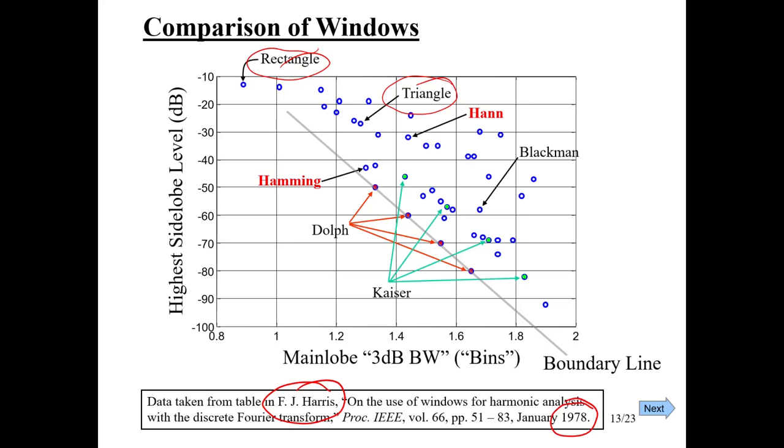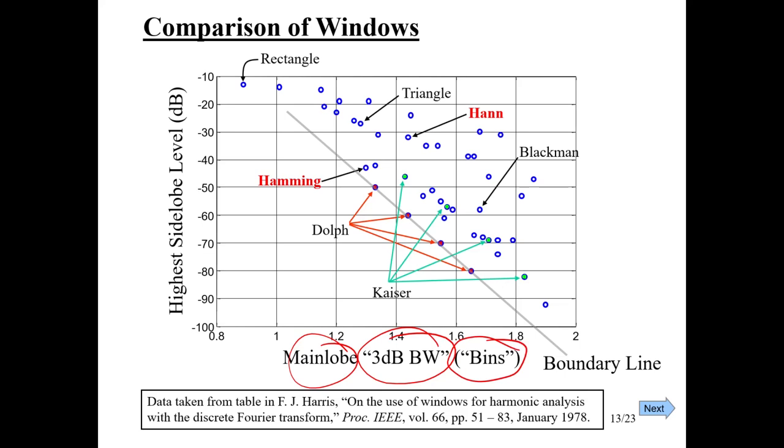And then there's a bunch of other ones here that I didn't put any names on. You'll also see that for the Dolph and the Kaiser, there isn't just one, there's several. And in fact, if we were to draw a line, we could get anywhere along that line for the Dolph. And if we drew a line through the Kaiser ones, we could hit anywhere on that line for Kaiser. So Dolph and Kaiser are an adjustable family of windows. And I should point out that Harris measures the main lobe width in terms of a 3 dB bandwidth rather than 0 to 0. And he also puts it in units that he calls bins. It's not important.